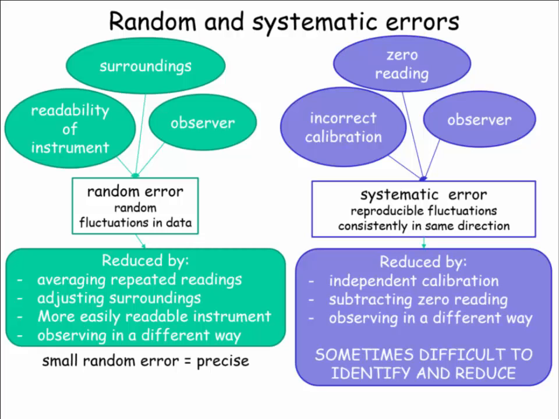We can minimize systematic error by independently calibrating instrumentation, which is not always possible, or perhaps using different instruments to measure the same thing. We can take note of and subtract, where appropriate, zero readings on things, or make sure measuring instruments like a set of scales are zeroed before you use them. And of course, observing in a different way. Systematic error, unlike random error, is a little more dangerous. It's sometimes really difficult to identify that you have a systematic error, and difficult to reduce. These things can be difficult to demonstrate are there, particularly things like incorrect calibration.